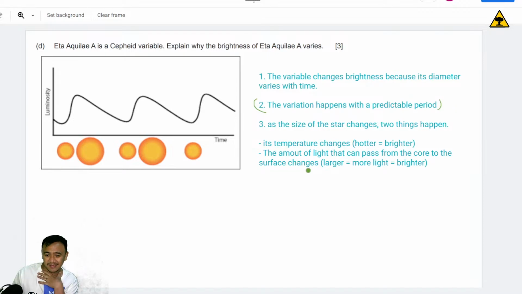Okay, I was expecting you to ask this. The idea here is this: when the star is small, it's dense, right? Dense means atoms are closer together, or let's say hydrogen is closer together, right? H close together.